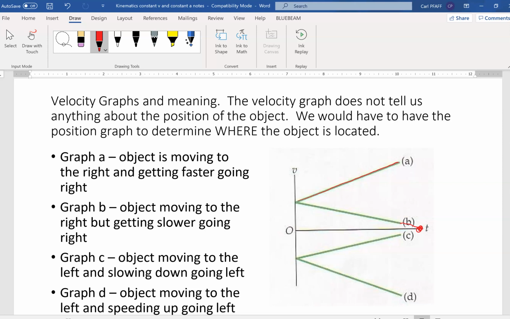Graph C, an object is moving to the left, right? Because it's below the origin, moving to the left, but it's slowing down. Where's it going to eventually end up? It's eventually going to be going up. So it's going backward, but slowing down. Like I'm in reverse in my car, I'm going at some speed, and then I start slowing down. Like driving in reverse, putting on my brakes. Here, I'm going backwards because I'm still on the left side, and now I'm getting faster. I'm going in reverse and putting my foot on the gas and going faster and faster, going backwards or going left.